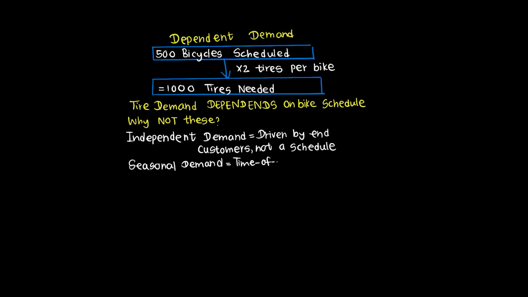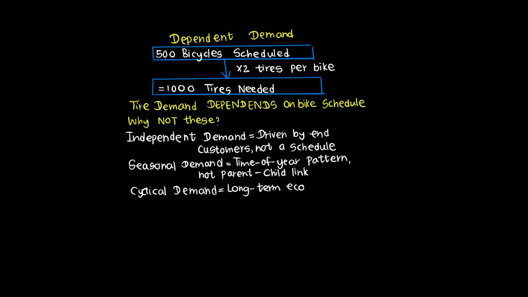Seasonal demand describes predictable patterns tied to times of year, like ice cream selling more in summer. That is a timing pattern, not a structural relationship between a component and its parent product. Cyclical demand refers to long-term economic waves over multiple years. Recessions, booms, again nothing to do with the direct dependency between a part and the product it goes into.